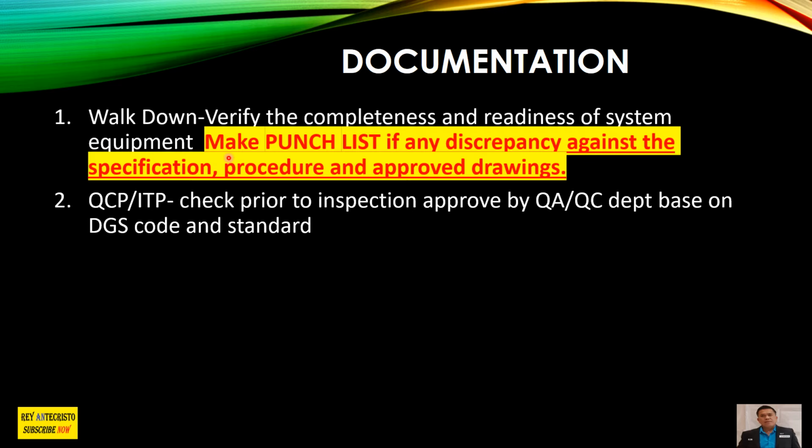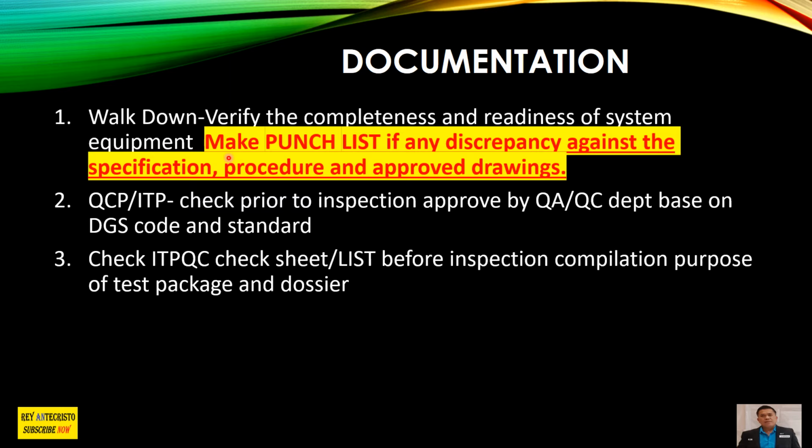Okay, and number three, you check the ITP and QC check sheets list before inspection, for the compilation purpose of test packs and dossiers. So after that, we have mechanical completion. Since the inspection has been done, any punch point you can close out, and any balance outstanding punch point should be captured, as I said, in ICAPS or Co-Console.